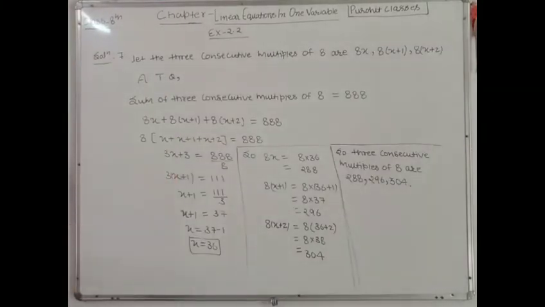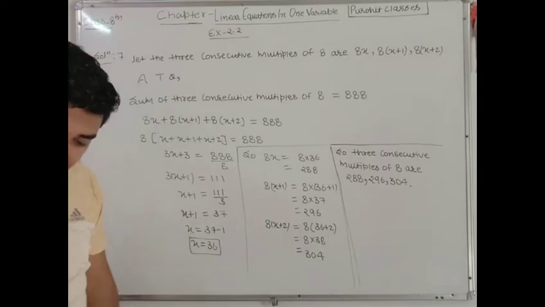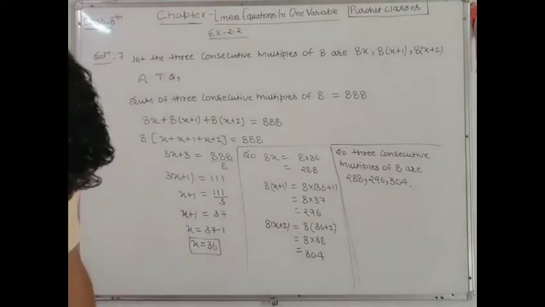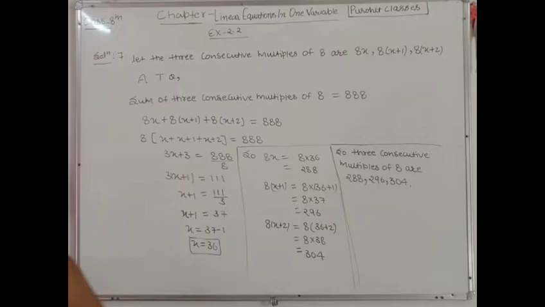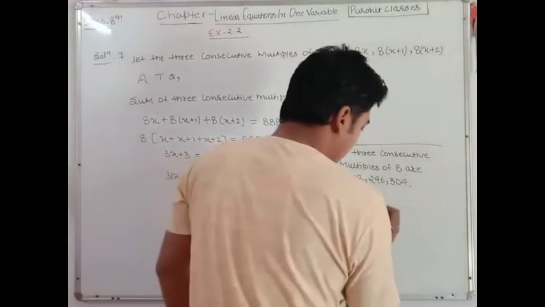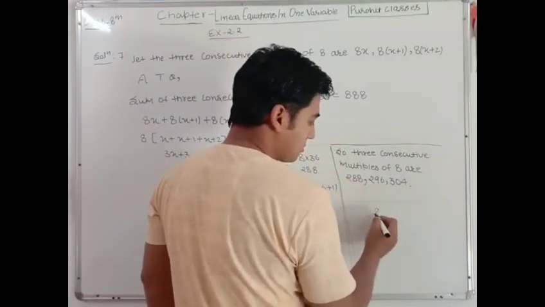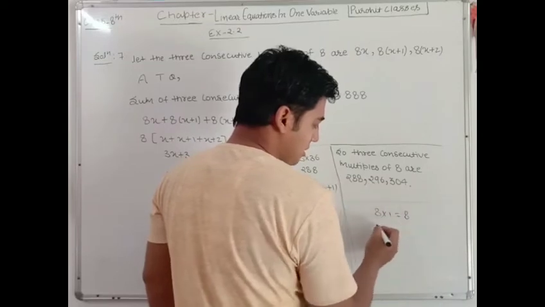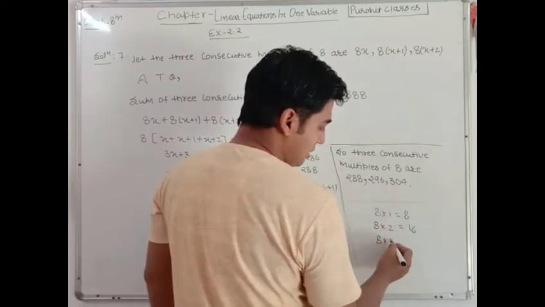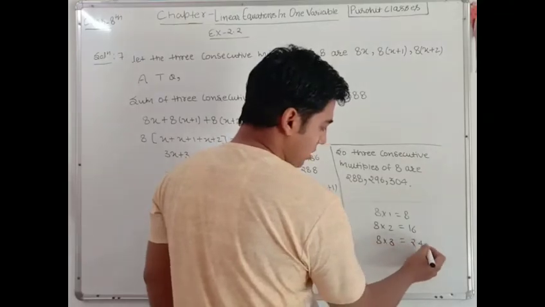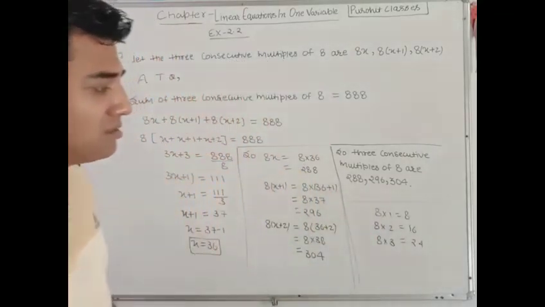Now let's see question number 7, actually it is. The sum of three consecutive multiples of 8 is 888, and find the multiples. Pay attention here. What will be the multiples of 8? 8 times 1 is 8, 8 times 2 is 16, 8 times 3 will be 24. These are three consecutive multiples of 8.